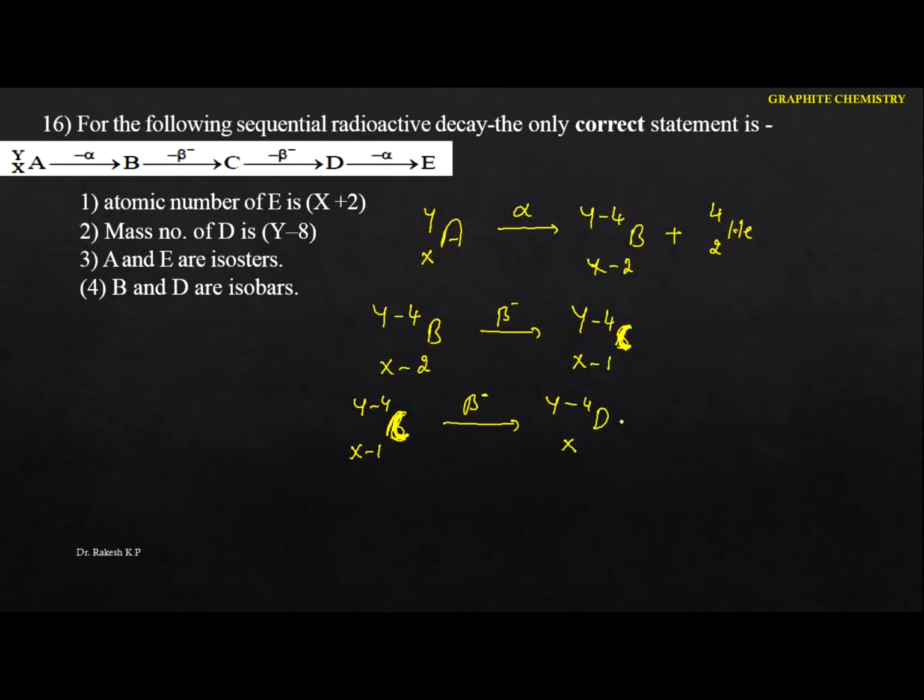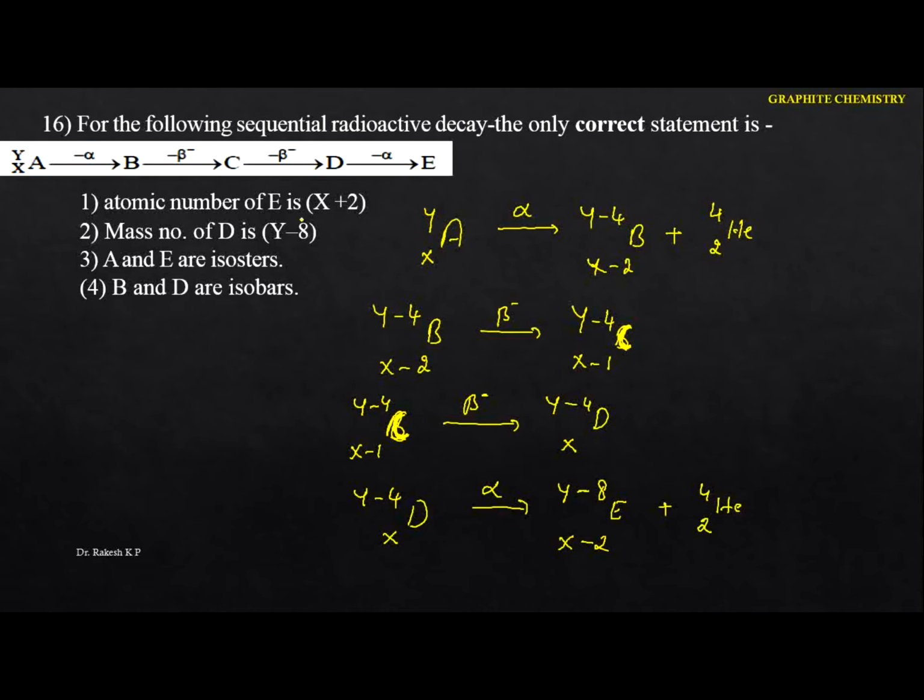After D, again you are going to do the alpha decay here, that is Y minus 4, that is D. Here you have X. Now if you do the alpha decay, here you are going to get Y minus 8, this is E, and the next thing is X minus 2, and here you are going to get 4, that is the mass number and the atomic number of the helium.